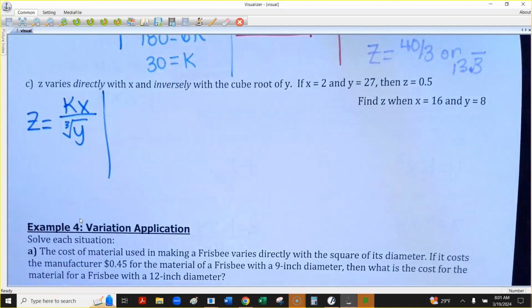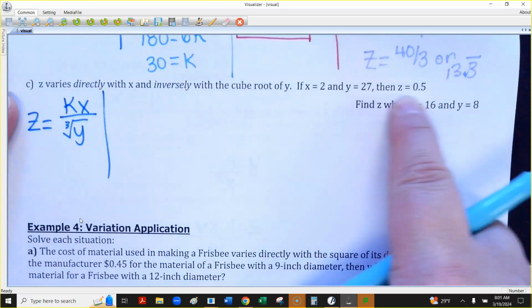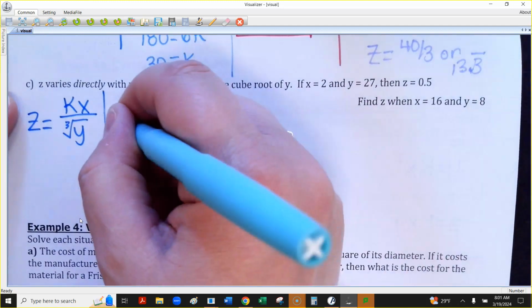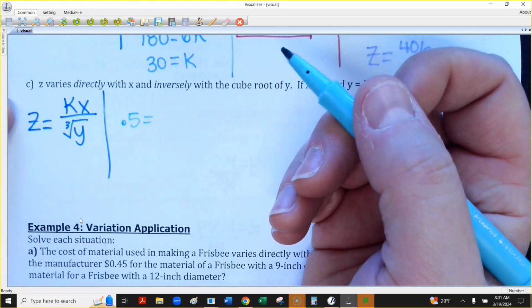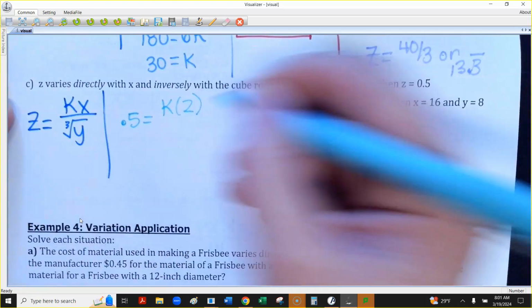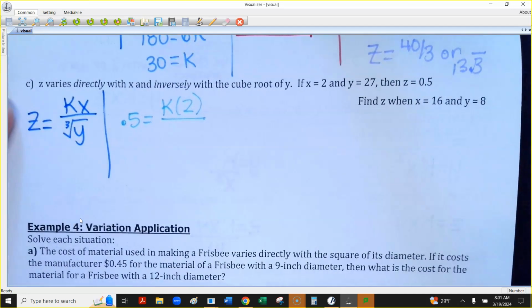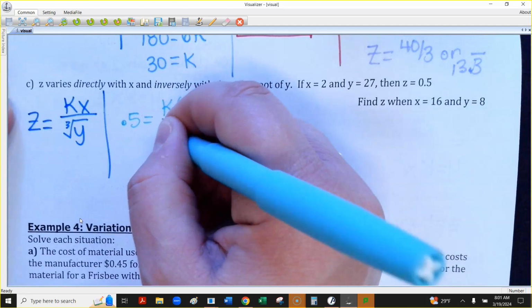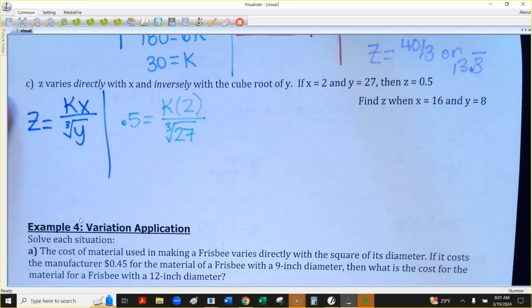Now, for the second part, we've got to figure out k. So then it says x is 2, y is 27, z is a half. I'm going to go ahead and put 0.5 right there for z. You can put 1/2, whatever you want to do. I don't know k. X is 2. Now, y is 27, but the bottom of this fraction is supposed to be the cube root of y, so it would be the cube root of 27.